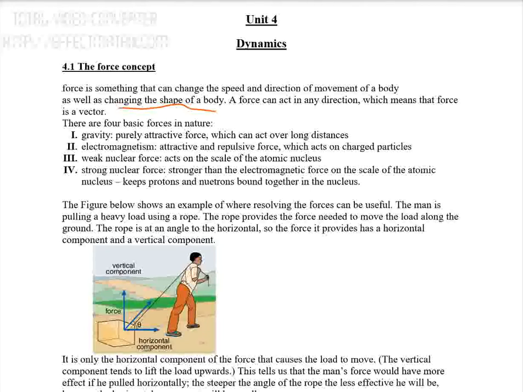And there are four basic forces in nature. The first one is gravity, and the second one is electromagnetism. That means the attractive and repulsive force between magnets and charged particles. The third one is nuclear force. We have two types of nuclear force: weak nuclear, and the fourth one is strong nuclear force. These are the four basic forces in nature.